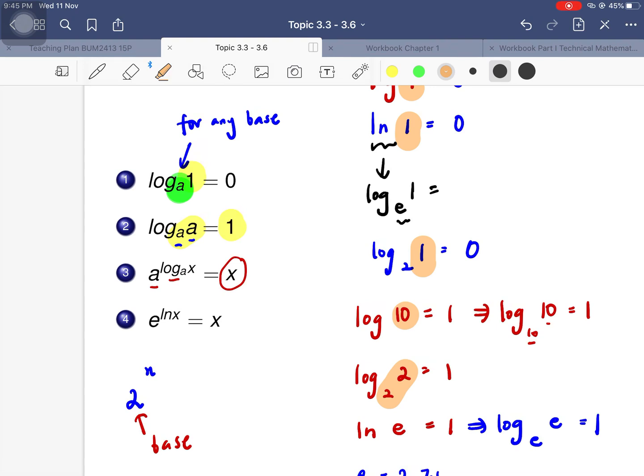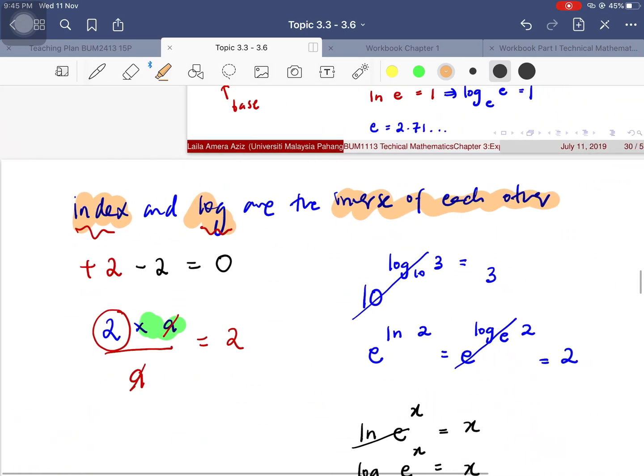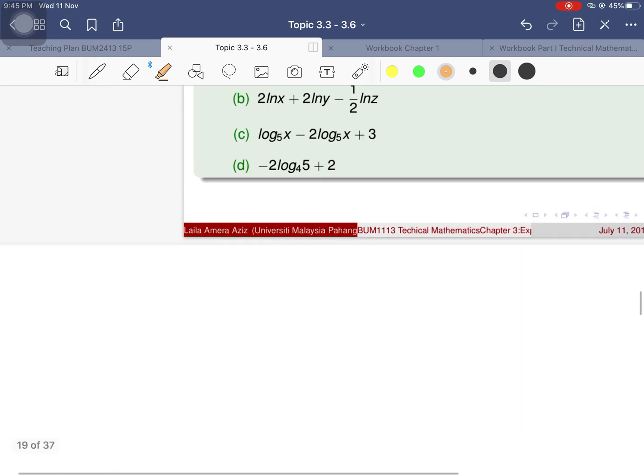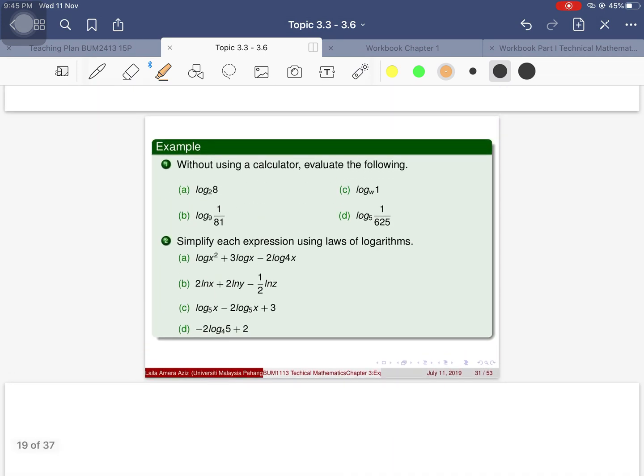That when you have the base and the number that goes after is the same, your log is going to become 1. And the fact that the index and logarithm are going to cancel each other. So I want you to bear this in mind, because this is what we're going to use. So I'm going to start with example number 1.